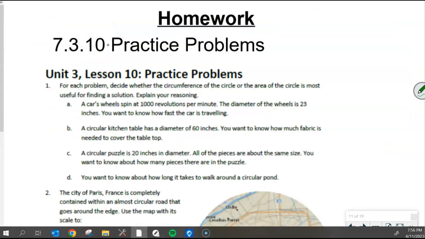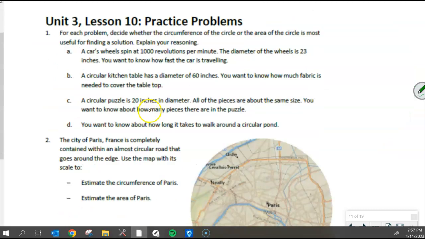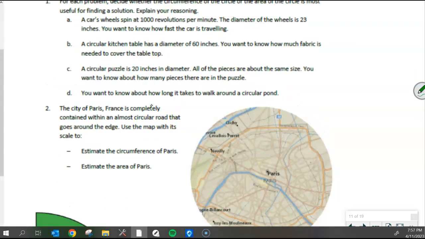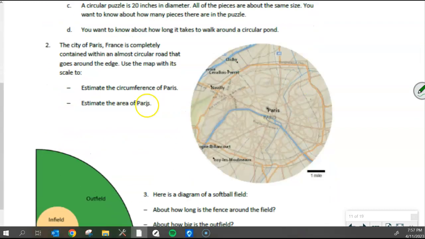That is it for this lesson. Your homework is the lesson 10 practice problems, and there is a problem that I want to cover really quick. If you take a look at number 2, it says the city of Paris, France is completely contained within an almost circular road that goes around the edge. Here's a map. If you notice, the map is a circle, but that's not what they're talking about. Pay attention to, here's Paris. Can you find that pretty circular road? It's this right here. No, it's not a perfect circle, but we can use it as an estimate.